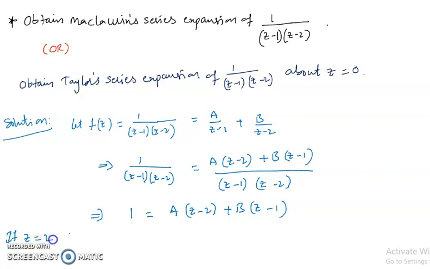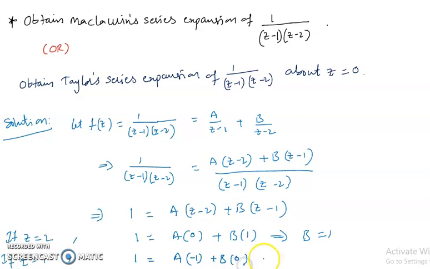If z equals 2, the left hand side is 1, and the right hand side is a into (2 minus 2), which is 0, plus b into (2 minus 1). That implies b equals 1. If z equals 1, on the left hand side we have 1 equals a into (1 minus 2), which is minus 1, plus b into (1 minus 1), which is 0. That implies a equals minus 1.